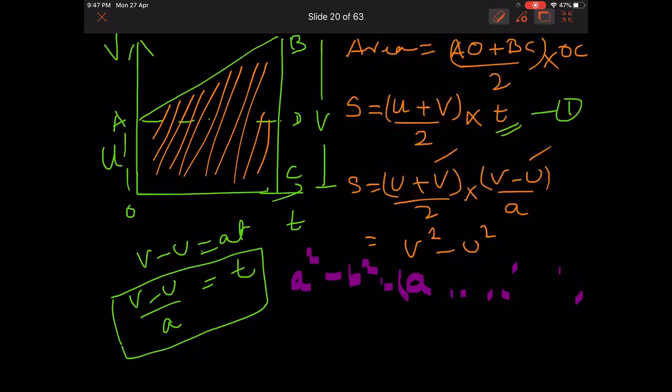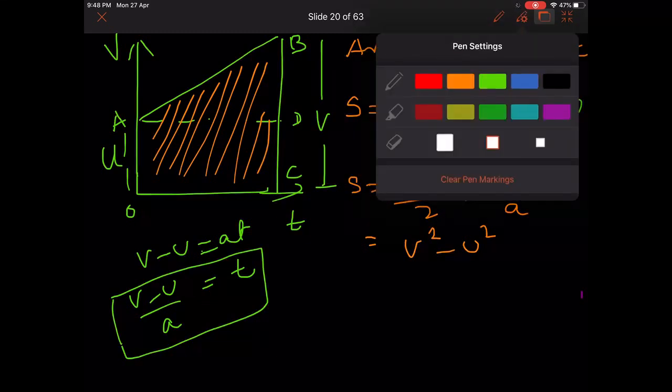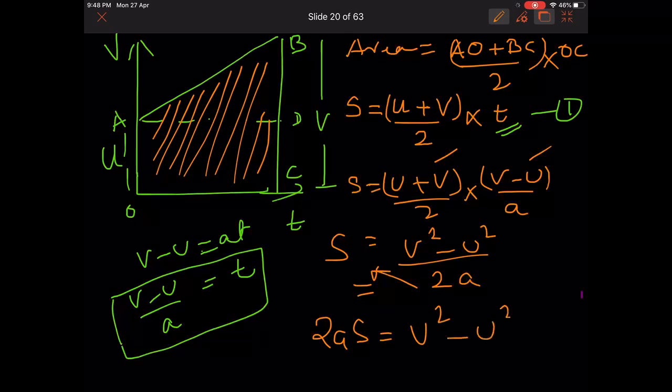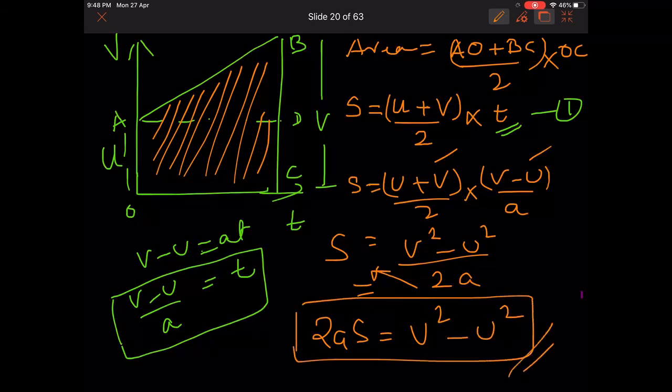Let me just substitute the value here and then you will know. So you will get V square minus U square upon 2A, right? And on the left you have S. So if I take this 2A on this side, you will get 2AS is equal to V square minus U square. So this is my third equation of motion.